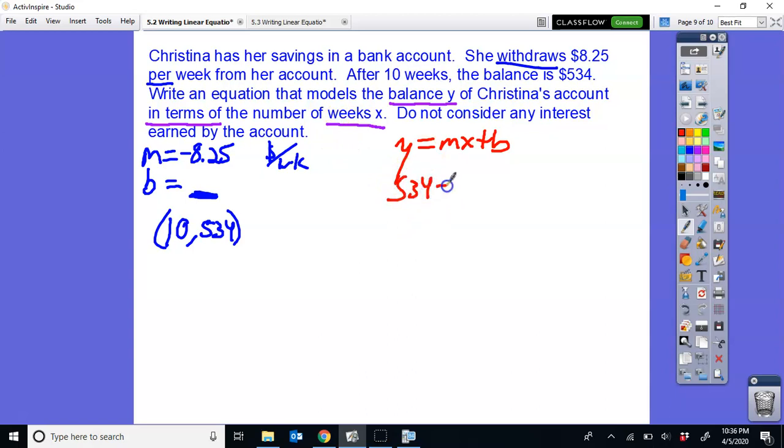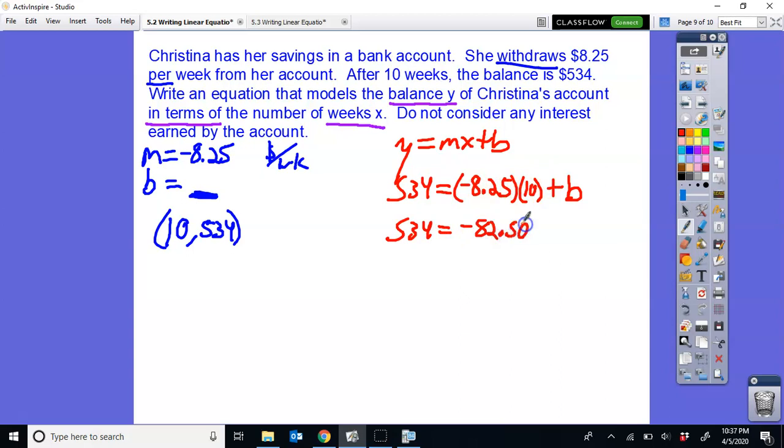So my y value is 534. My m is negative 8.25. My x is 10. And then I can use this to find b, because I don't know what b is. So I multiply negative 8.25 times 10. That would be negative 82.50.